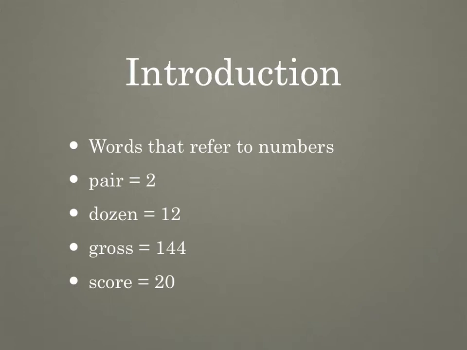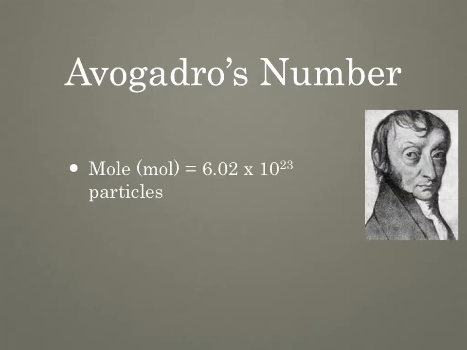There are a lot of words that refer to numbers that mean things, like pair means 2, or dozen means 12. Some maybe less common ones, but words that mean things. Gross means a dozen dozen, or 144. Score equals 20, "four score and seven years ago." These are all just words that mean numbers. And so is a mole.